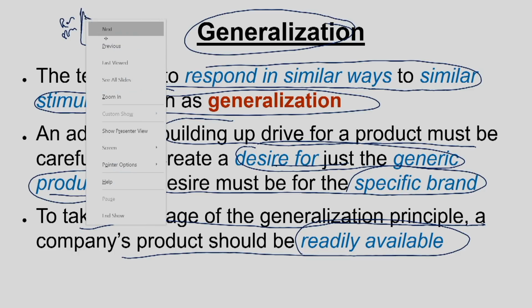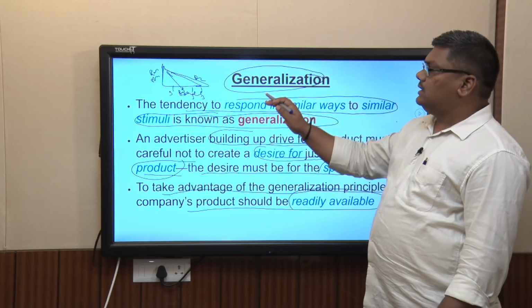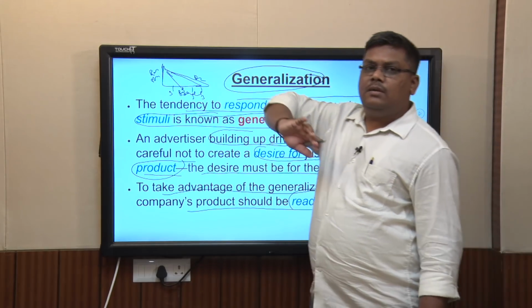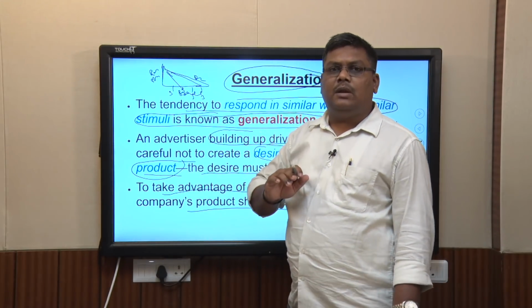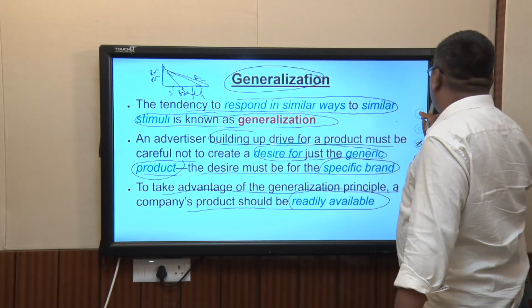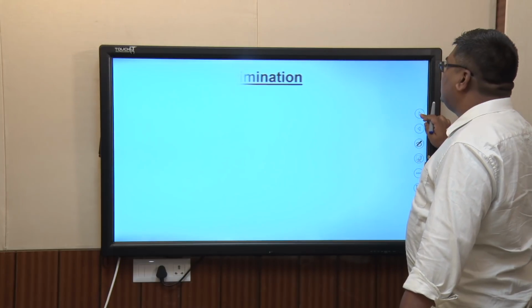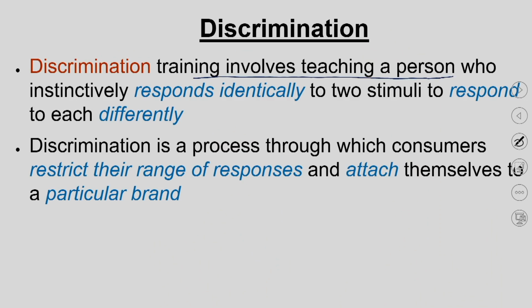If the drive is low, only a few brands will be generalized to. If the drive is very high, a larger number of brands will be generalized to. So, this principle has to be understood: response strength or drive versus brand. The more the drive, the higher the chances of generalization; the lower the drive for a particular product or product class, the lower the chances of generalization. That is the principle to be looked at. And along with generalization, there is another factor called discrimination. Discrimination training involves teaching a person who instinctively responds identically to two stimuli to respond to each differently.